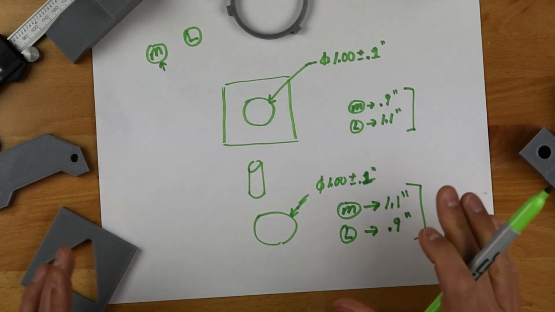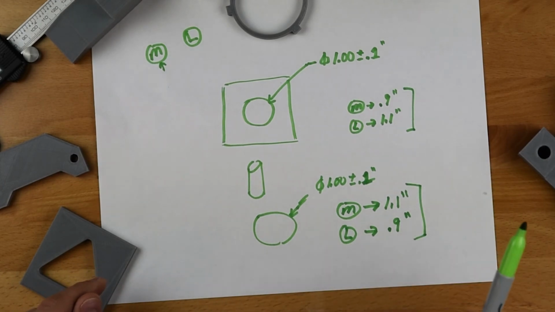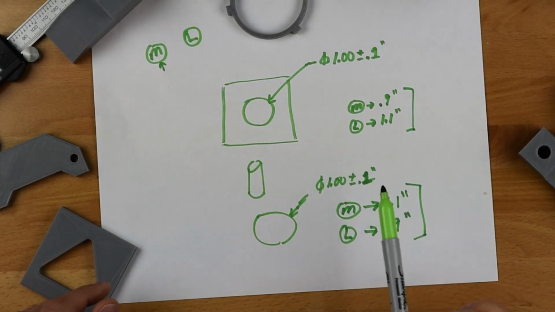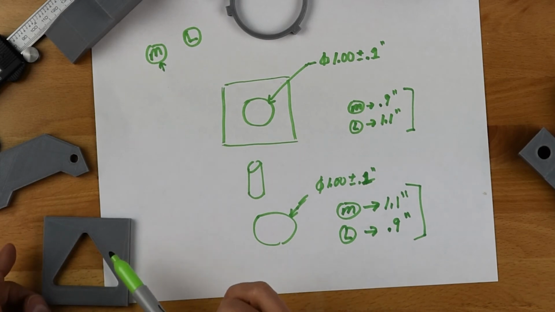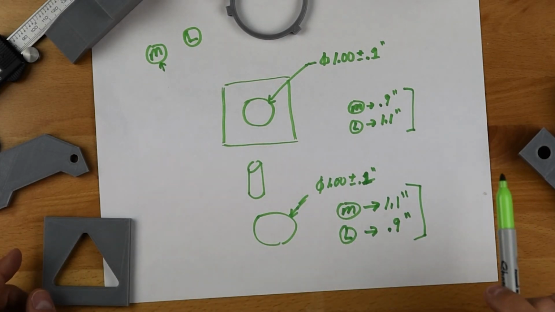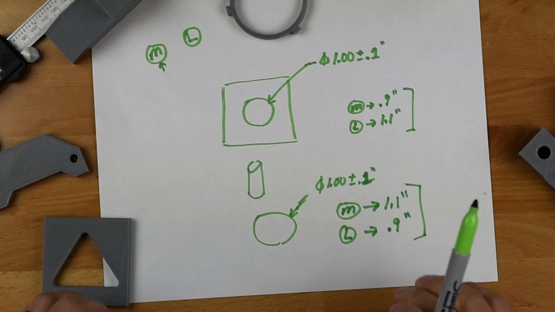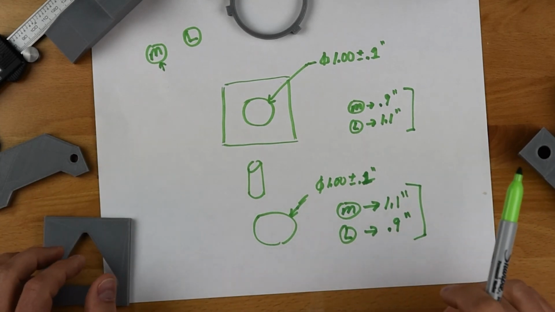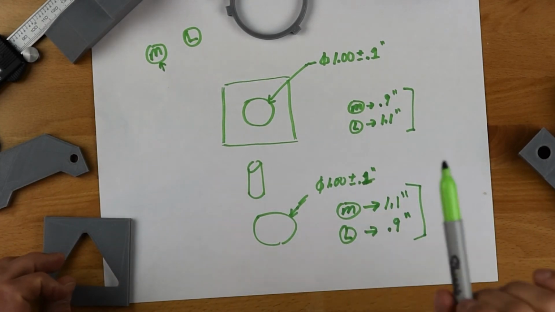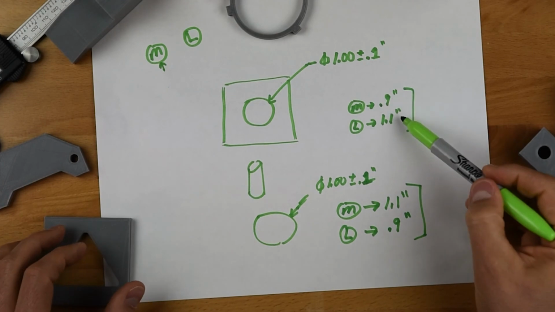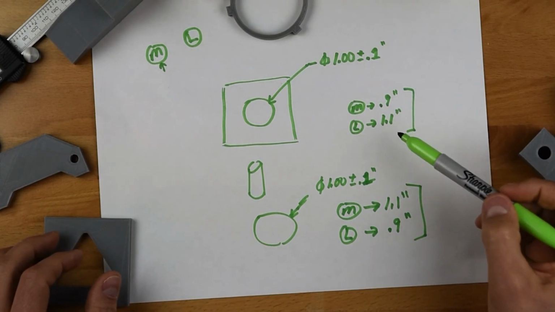Now this can be applied to any feature of size that we're going to work with. Whether that is a regular or irregular feature of size, we can apply these material condition modifiers so that our geometric tolerances are applied at these conditions.